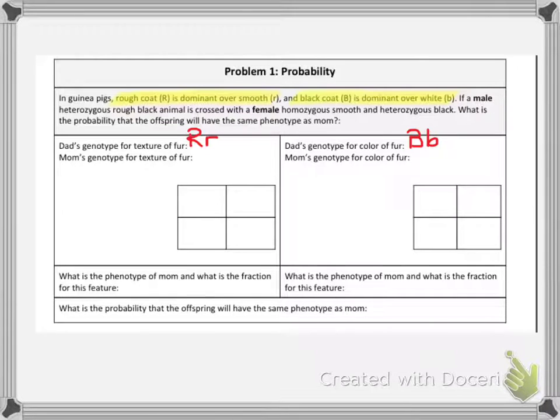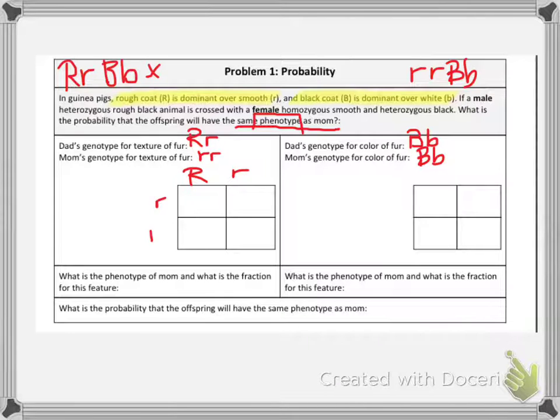And you could write that together, because sometimes writing the whole genotype could be how you get in trouble in the future. So anyways, it is crossed with the female homozygous smooth, so that is recessive, so that's mom, and heterozygous black, so the same genotype as dad. What is the probability that the offspring will have the same phenotype as mom, and pheno meaning how many will look like mom? So I'm going to set up my Punnett squares, and I'll just start filling out the Punnett squares, and then I can pull information from it once I'm done.